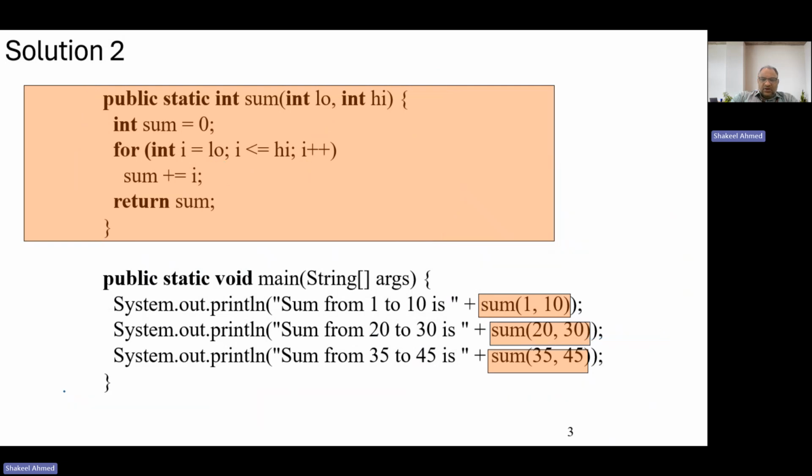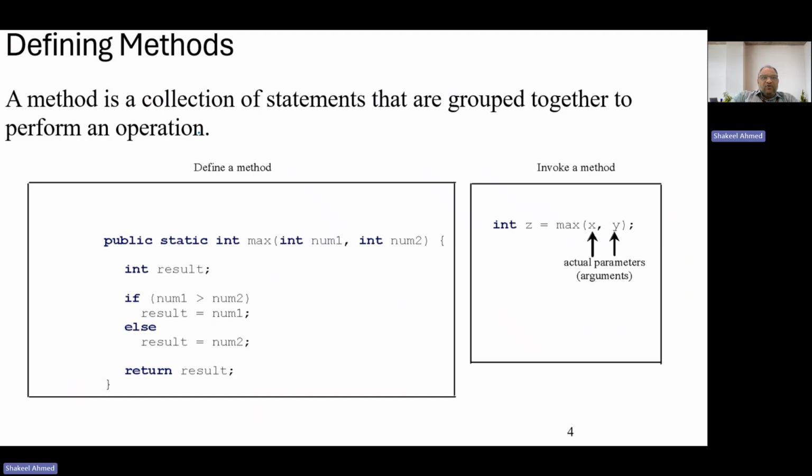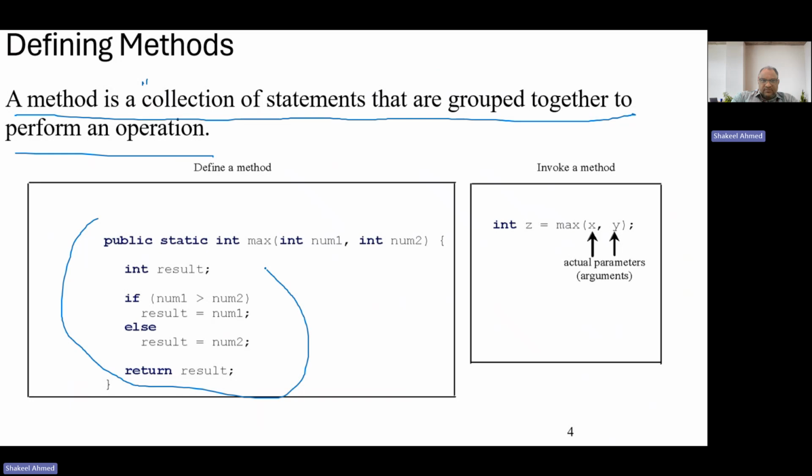Now let's continue further. What do we have in a method now? As I mentioned to you, a method is a collection of statements that are grouped together to perform an operation. So a group of statements, a collection of statements. So you can see here, we are having a collection of statements here, and they are grouped together from top to bottom, and they perform an operation.